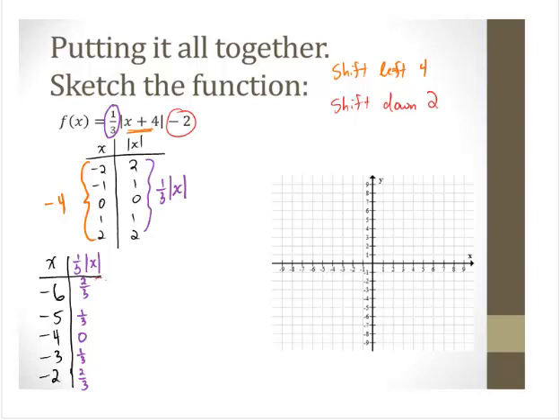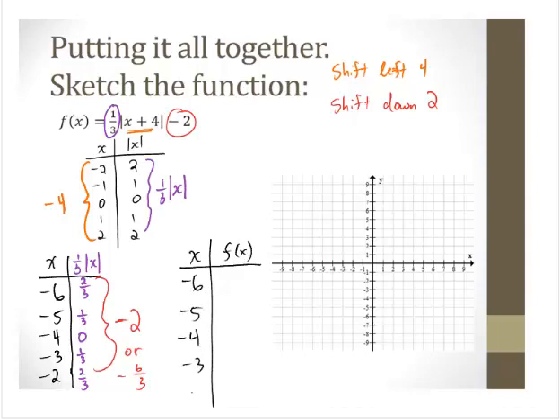All right, so let me take all of these and subtract 2. How do I subtract 2 with thirds? I'm going to subtract 2 in the form of 6/3. So that would give me my x and my f of x. So recopying the x column. 2/3 minus 6/3 is negative 4/3. 1/3 minus 6/3 is negative 5/3. 0 minus 2 is negative 2. 1/3 minus 6/3 is negative 5/3. And 2/3 minus 6/3 is negative 4/3.